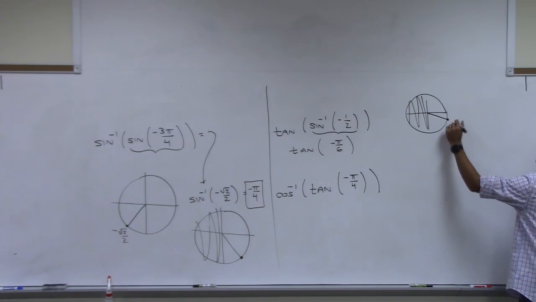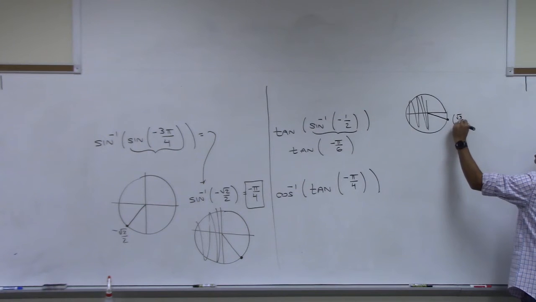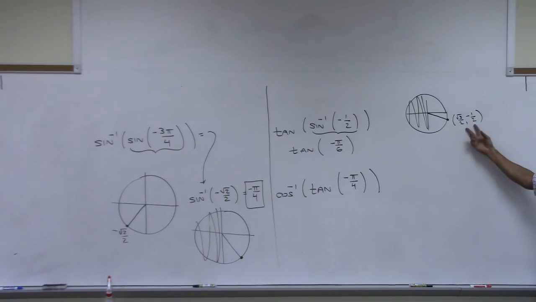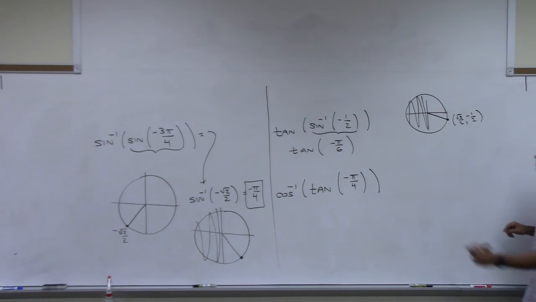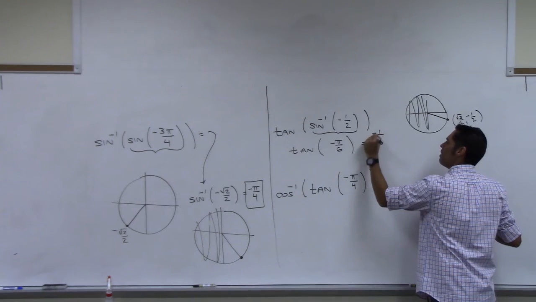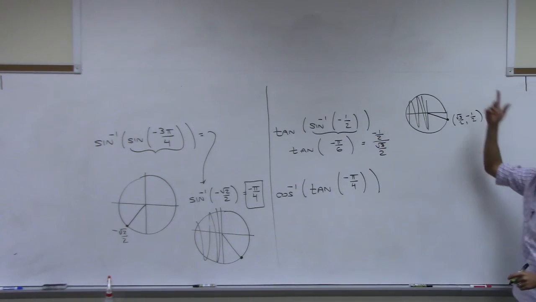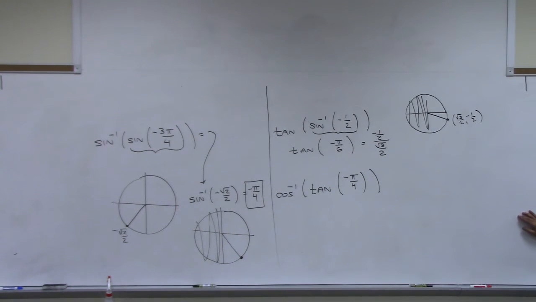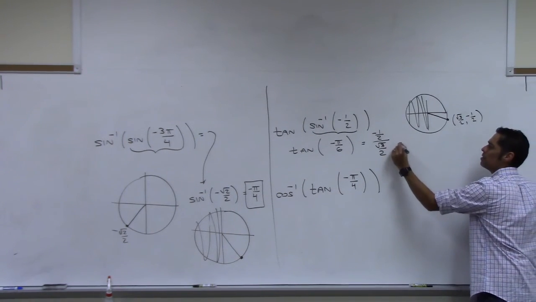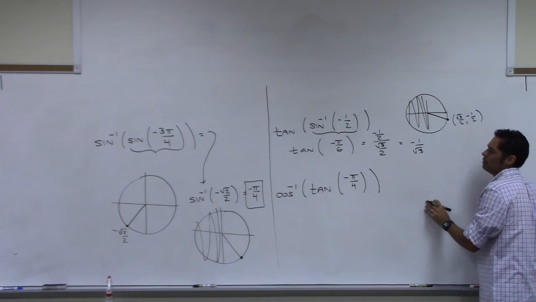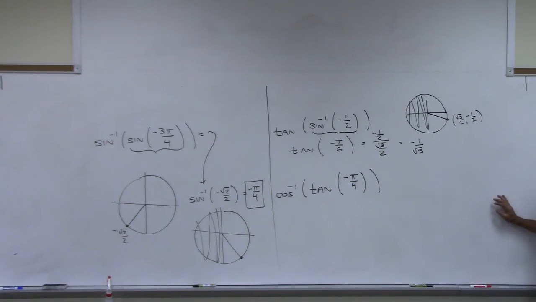So let me write this point down. This point was root 3 over 2, negative 1/2. So what is tangent of this? So you're going to go y over x. So negative 1/2 over root 3 over 2, and then reciprocate it. So you get negative 1 over root 3 when you flip it. And you can just leave it like that. Does that one make sense?